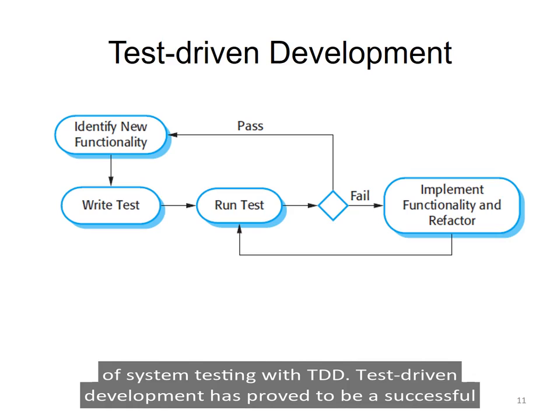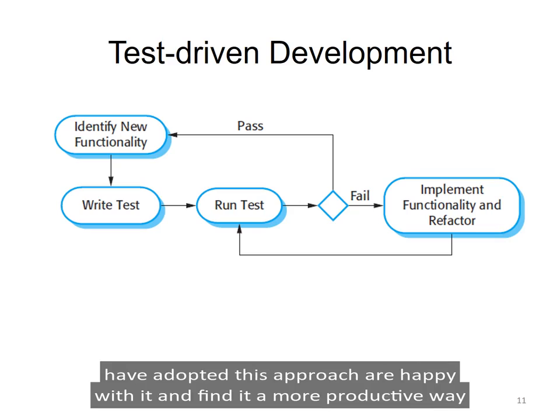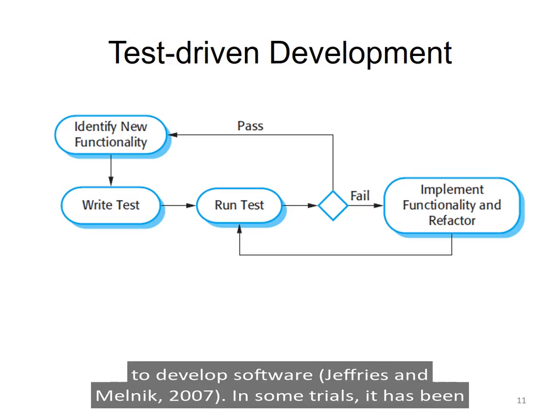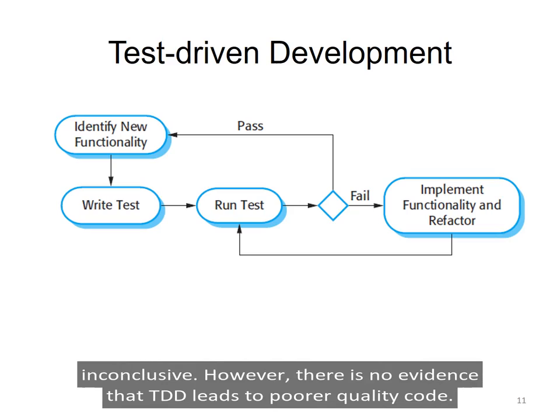Test-driven development has proved to be a successful approach for small and medium-sized projects. Generally, programmers who have adopted this approach are happy with it and find it a more productive way to develop software. In some trials, it has been shown to lead to improved code quality. In others, the results have been inconclusive. However, there is no evidence that TDD leads to poorer quality code.